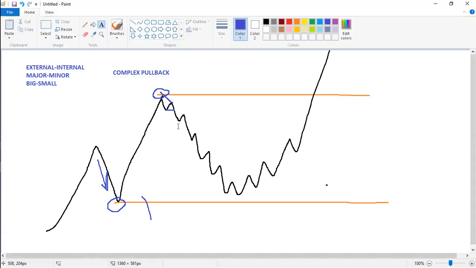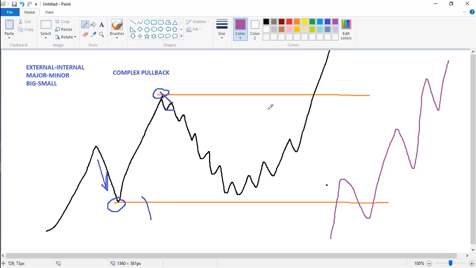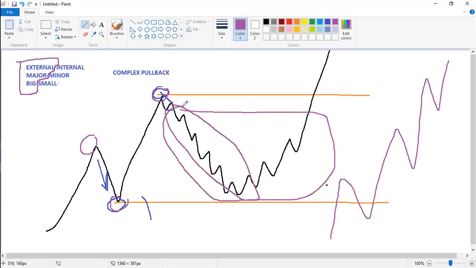So this structure here, this would be what you call our external structure. External, major, big, same thing. So this is our big structure, our major structure, right? Then internal means small, that's this one. Well, it's actually all of it. Sometimes we call it a complex pullback.